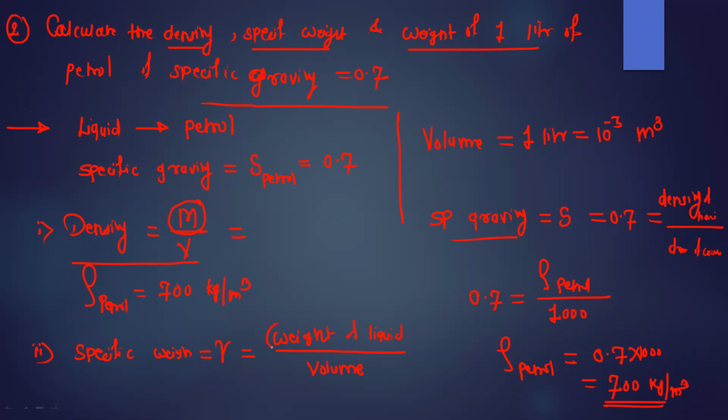But the weight is not given for the liquid. The volume is given, which is 1 liter. But how to find out the weight of the liquid? For that, just refer to this density. We know that density is equal to mass upon volume. So from this, you can find out the mass, which is equal to density into volume. And then to find out the weight, we have to multiply the mass by the acceleration due to gravity. So you will get the weight.